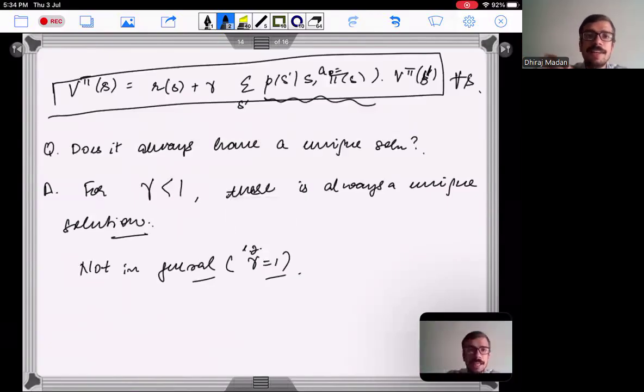In the next lecture, we'll try to prove that if gamma is less than 1, we'll have a unique solution. In order to do that, we'll define an iterative algorithm. That iterative algorithm will also be useful in general for value and policy iterations later. So let's move on to that in the next lecture.